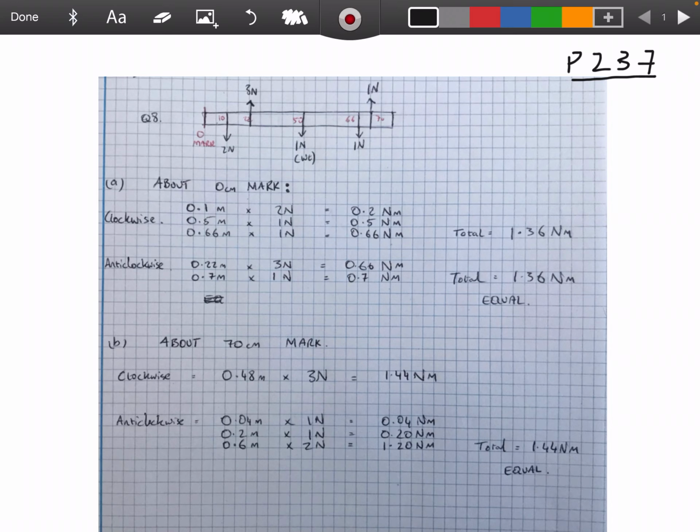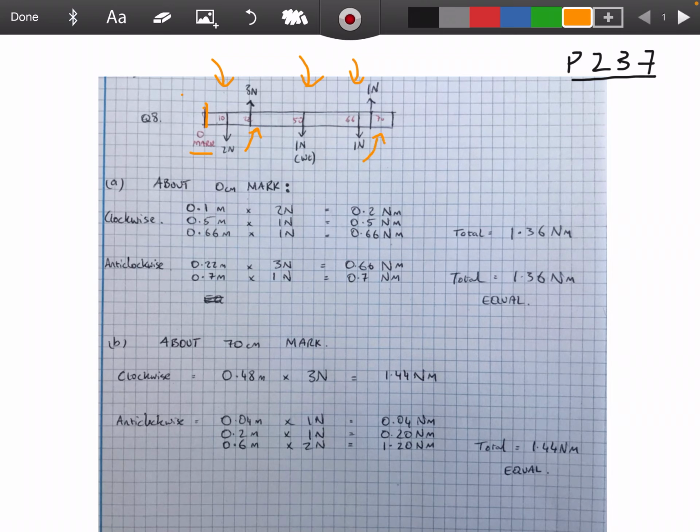So you can see I've got the diagram drawn there, and the 0 mark is where 0 is on the meter stick, which is here. So we are talking about the clockwise and anti-clockwise moments from that position. So the ones that are clockwise are the ones that are going in that direction, and you can see that there are 3 of them, and the ones that are going anti-clockwise are the ones that are going in that direction, and there are 2 of those.